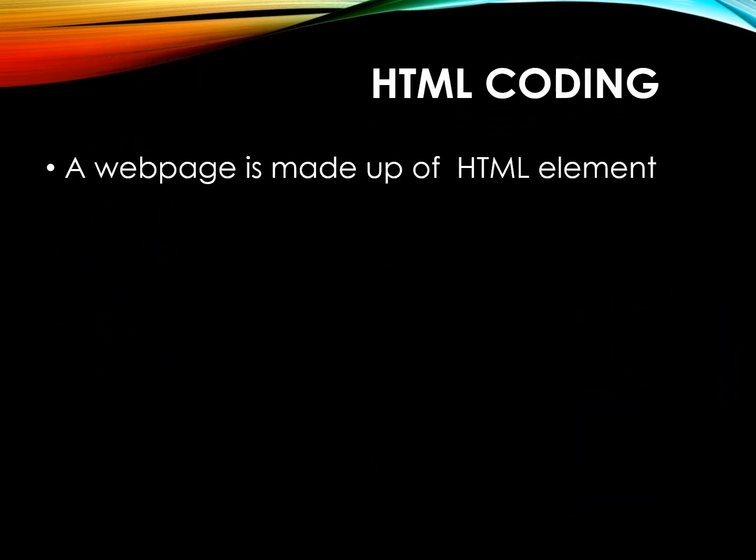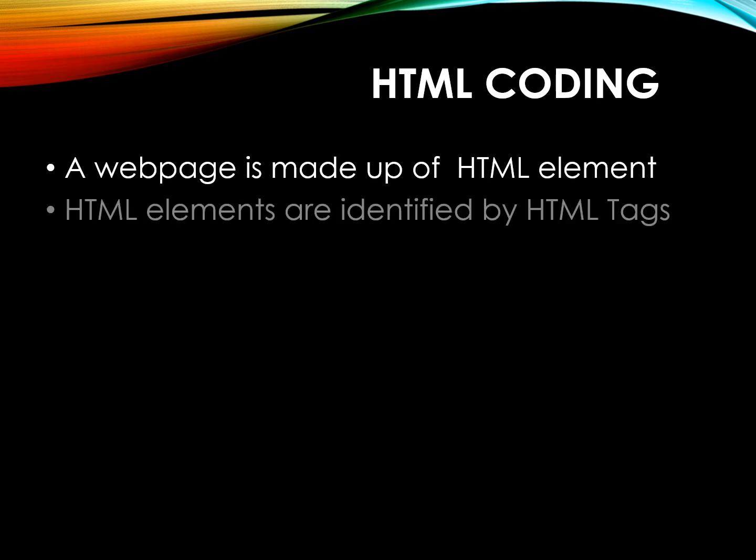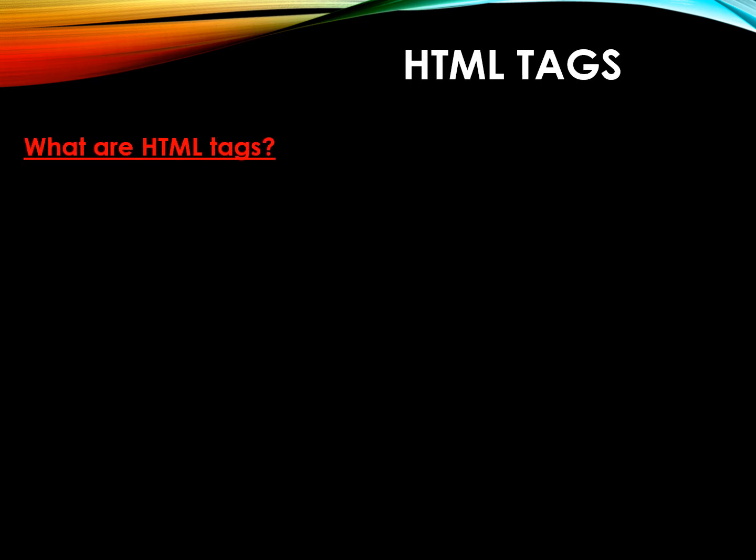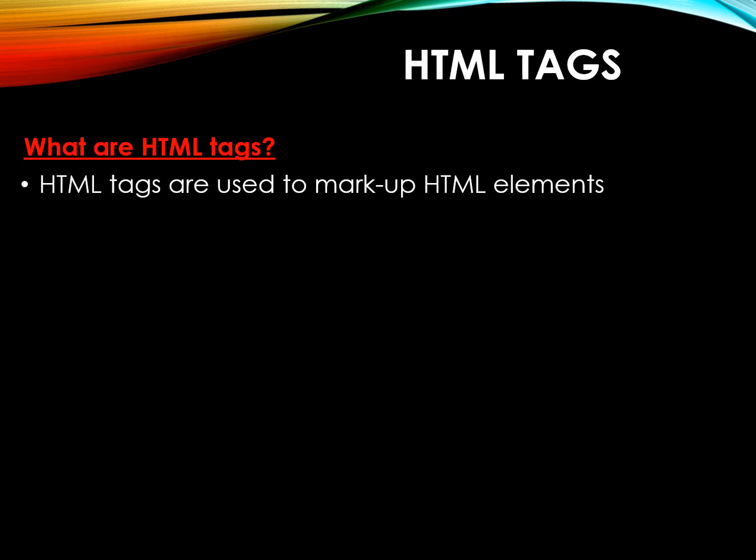HTML coding. So HTML coding is made up of HTML elements. These web pages are made up of HTML elements. HTML elements are identified by the HTML tag. So what are HTML tags? HTML tags are used to mark up HTML elements in your web pages, right?